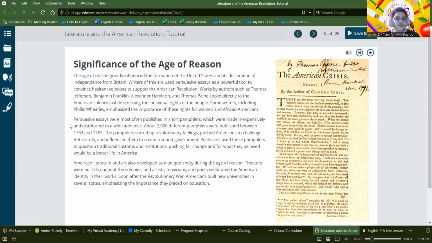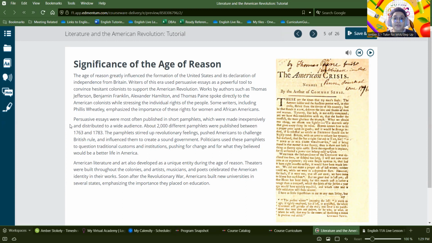They note here that 2,000 different pamphlets were published between 1763 and 1783. Now, this is the first number that we've seen in this tutorial, so I want to take a quick moment to remind you, if you are taking notes, important things to cover for notes are names. We kind of went over some of those. Dates, we just got those. Some of our numbers were dates. Explanations why things are important. That's kind of what we're going over now, why the Age of Reason was even important.